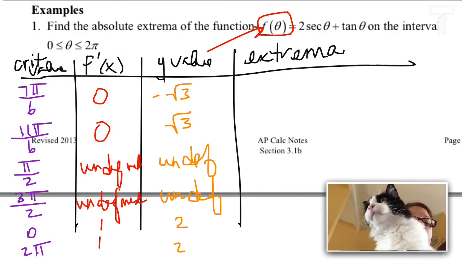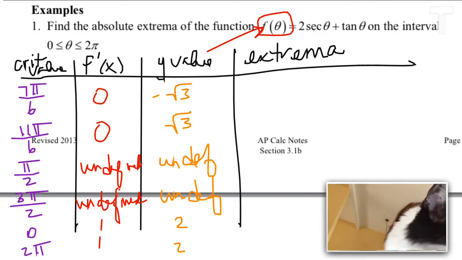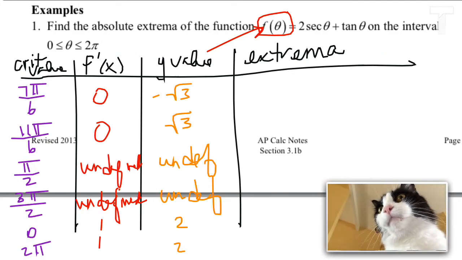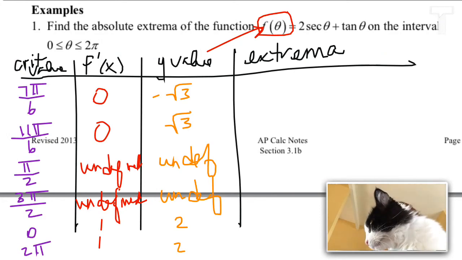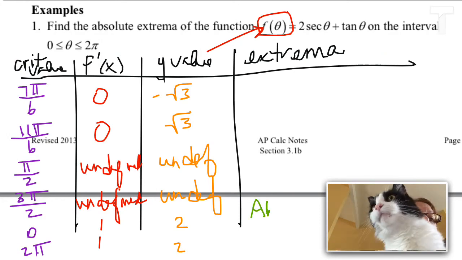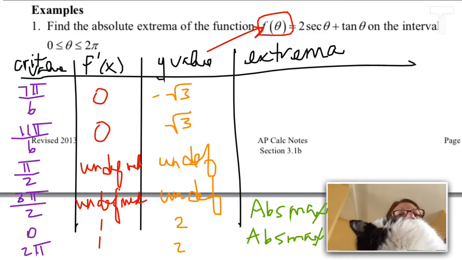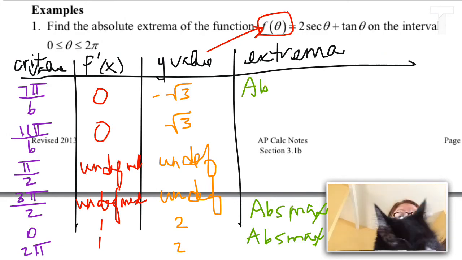So now all I have to do is look for the biggest value. So let's see, square root of 3 is 1.7, so that's not it. So that means that the biggest value would be 2, so I have an absolute max, and these both tie because they're both 2, and the lowest value would be obviously the negative 1.